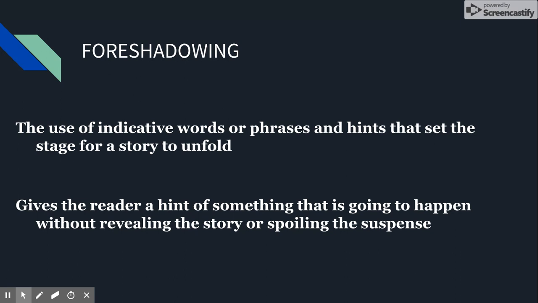Foreshadowing might come at the beginning of a story when the main character is reflecting and thinking, it all started back in 2nd grade. Nothing would ever be the same ever again. And then the scene cuts to 1st grade or something like that. It's a hint that the author or the speaker gives to the reader that something important is going to happen.